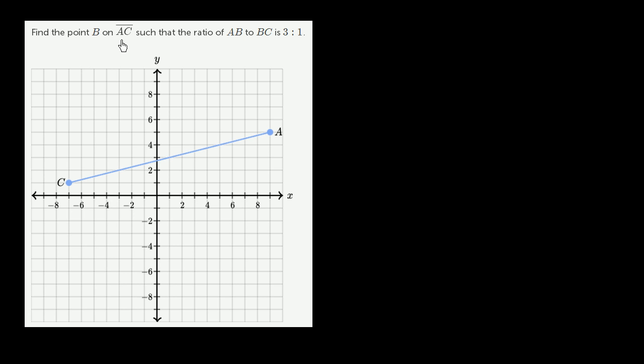Find the point B on segment AC such that the ratio of AB to BC is 3 to 1. And I encourage you to pause this video and try this on your own. So let's think about what they're asking.